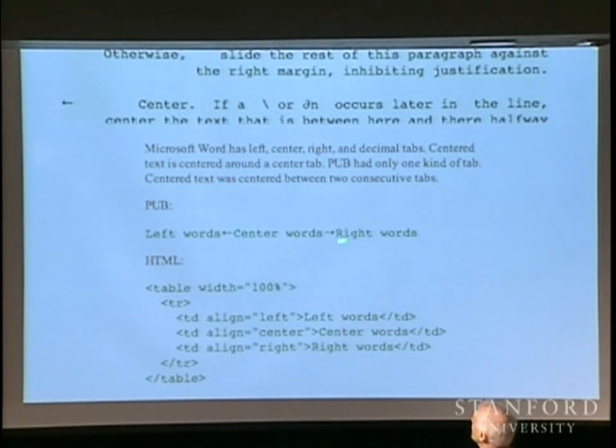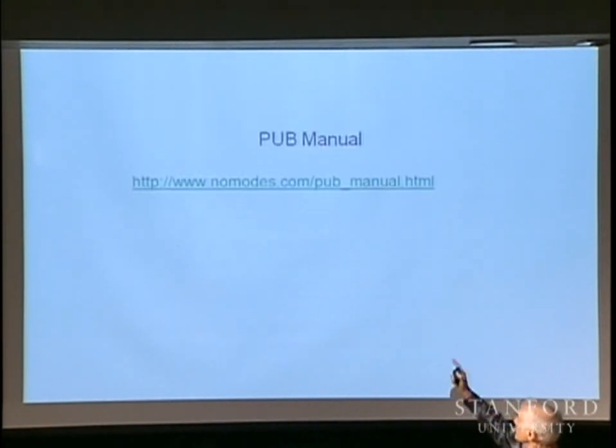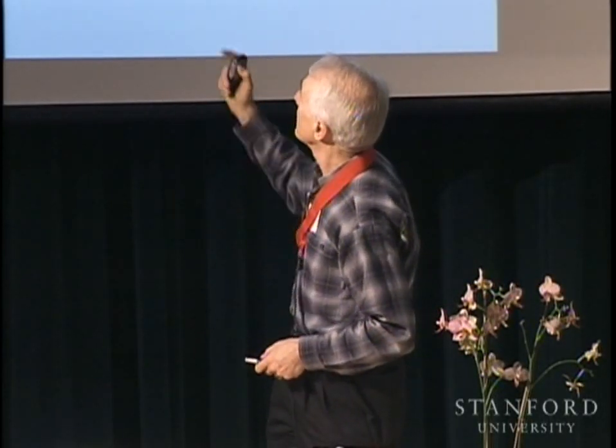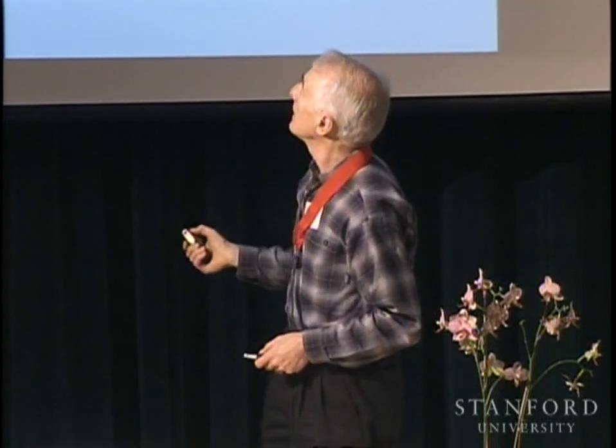OK. Anyway, to do that is something you can do in Pub. It takes all this to do it in HTML, so I think that's pretty cool. But anyway, what I had in mind was, next slide, the manual is there, at nomodes.com, where you'll also find some other historical stuff. I like to do computer history in my limited spare time. Pub underbar manual, or you just go there and you can jump around and you'll find it.